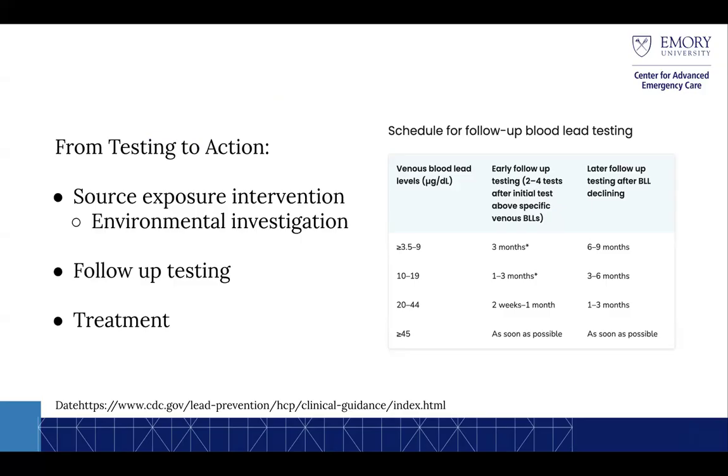So testing is just the first step. Once elevated blood lead levels are confirmed, clinicians must transition from diagnosis to intervention. They should report the case to local public authorities, initiate environmental investigation to locate the exposure source, and arrange follow-up testing to track progress. And then, if indicated, consider chelation therapy under expert guidance. Testing should always lead to action, protecting both the individual and their community.